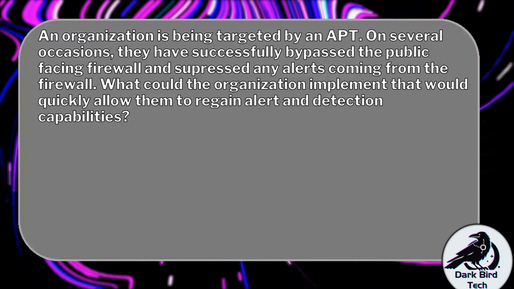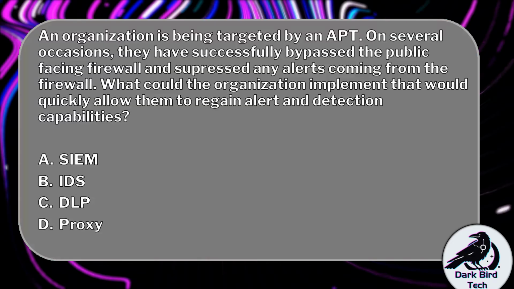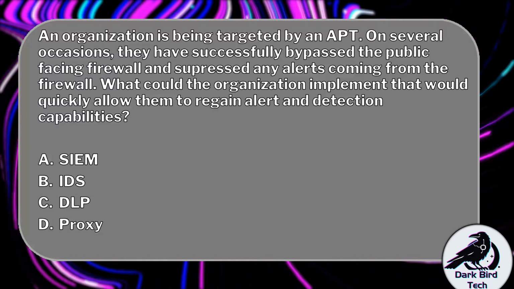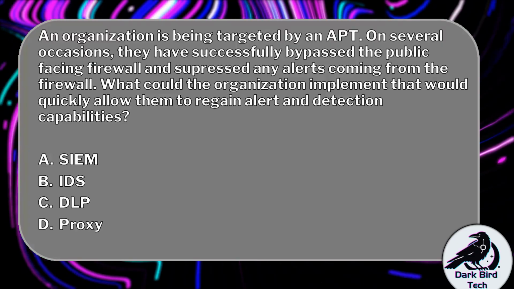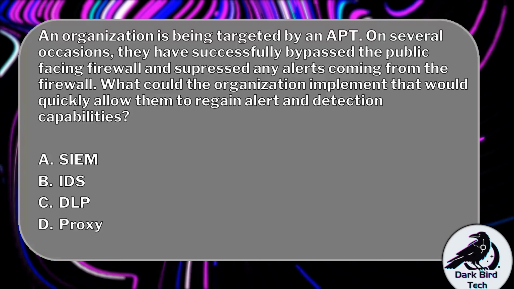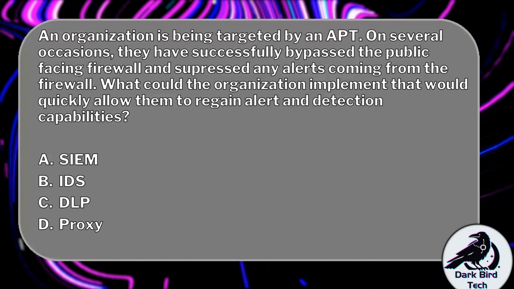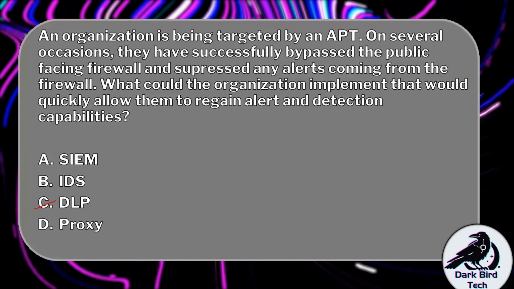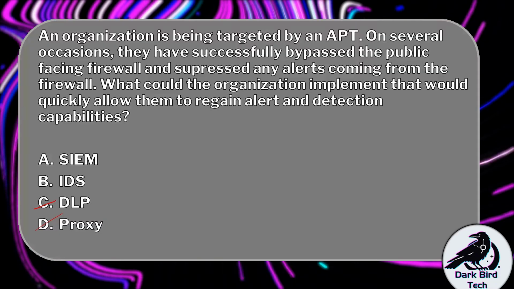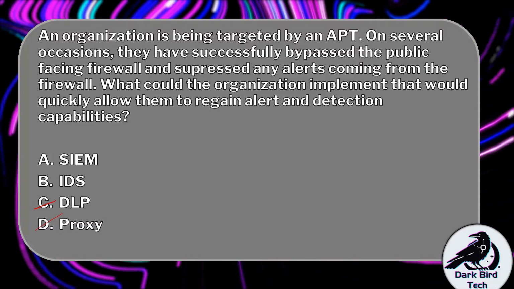So let's have a look at the options, which are having a SIEM, having an IDS, a DLP, or a proxy. So the thing is, the DLP, yes, definitely is going to be an alerting and detection tool, but not for somebody bypassing a security control. So no. A proxy is more of a preventative control that's going to stop people going to things they're not meant to go to. So definitely not. So that leaves me with the IDS and the SIEM, which are both detective controls.